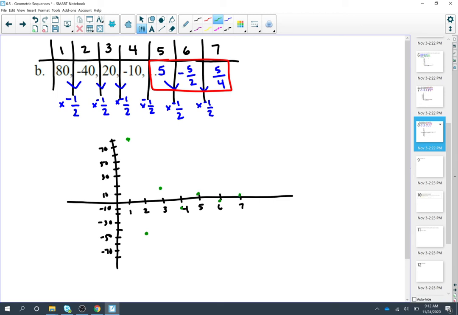What do you notice? Does it still look exponential? And it does. It's just half of it's kind of like on the top, and half of it's kind of on the bottom. This one is exponential decay. It's been flipped over the x-axis. Kind of a funny looking guy, but that is what he looks like.